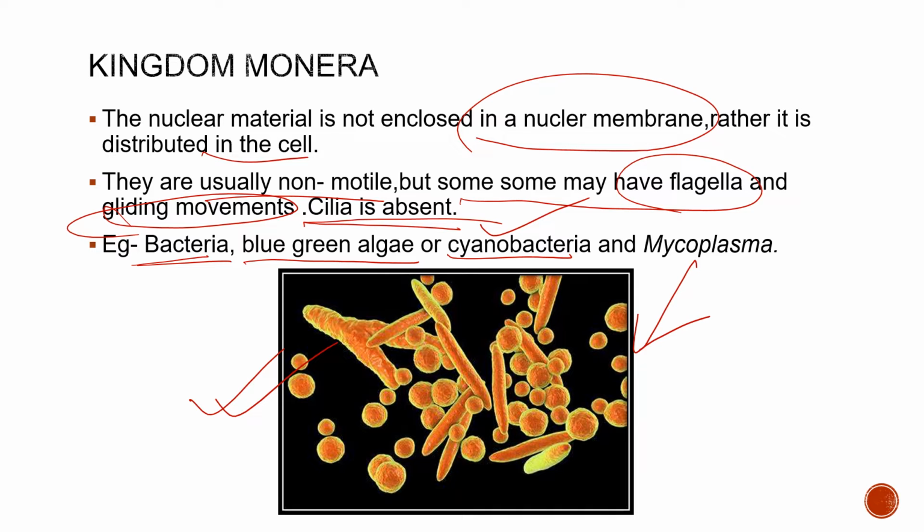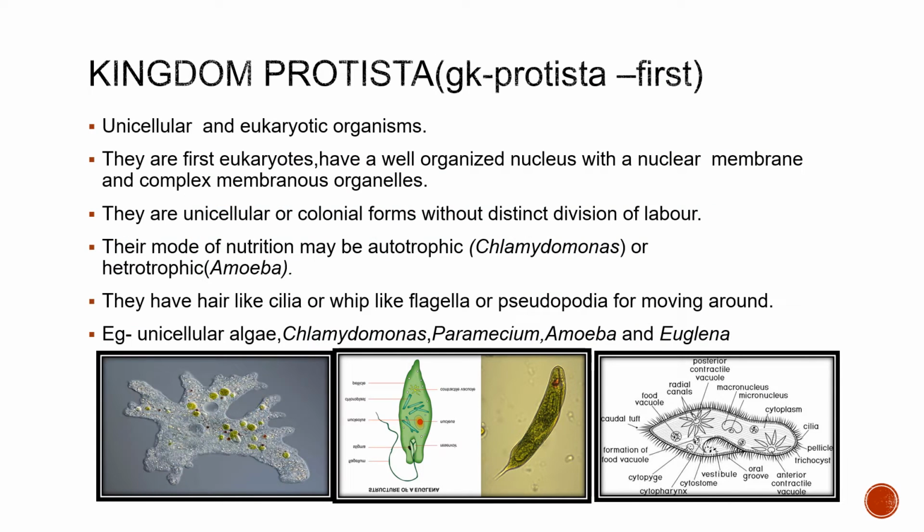Okay. So now we will move on to the next kingdom, that is kingdom Protista. Now here we are with the group kingdom Protista. As the name suggests, we all know that it is also derived from the Greek word protista, which means coming first. So what are the characteristics of organisms in this group? They belong to the kingdom Protista, that is, they are unicellular and eukaryotic organisms. The first point is they are unicellular and eukaryotic.